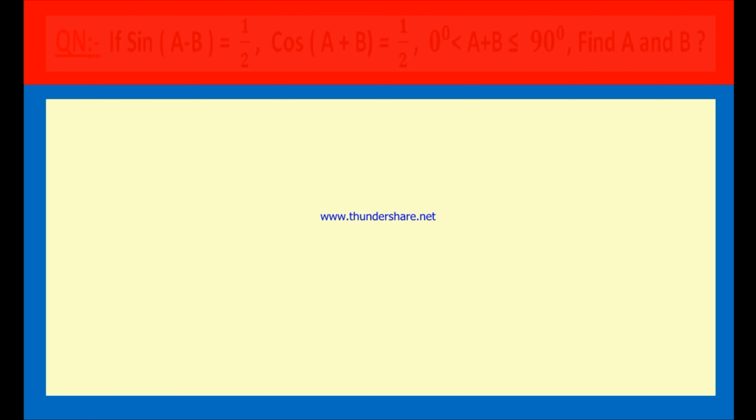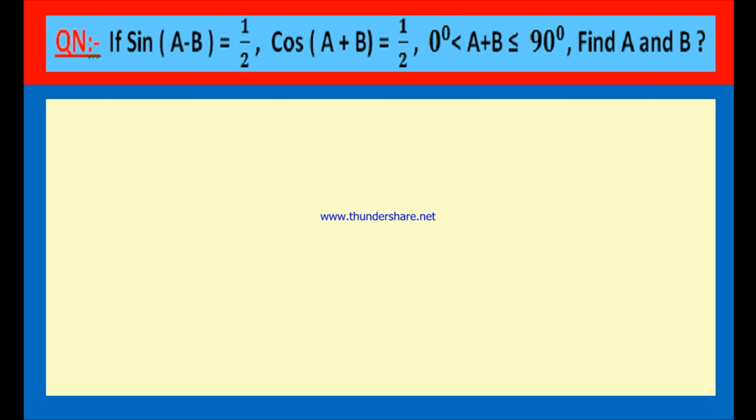Another question now. If sin(A minus B) is equal to 1 by 2 and cos(A plus B) is equal to 1 by 2, where A plus B lies between 0 degrees and 90 degrees, then find the values of A and B. I shall repeat. If sin(A minus B) is equal to 1 by 2 and cos(A plus B) is equal to 1 by 2 and 0 degrees is less than A plus B is less than or equal to 90 degrees, then find the values of A and B. This question appeared in June 2016.